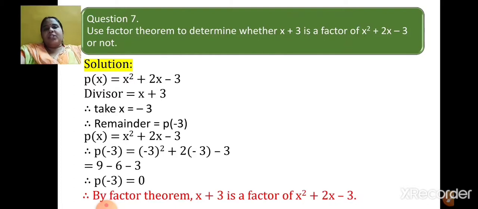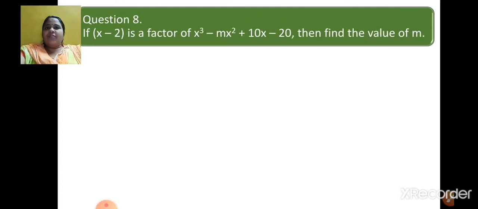Remainder theorem, you just have to substitute and leave the answer. Whatever answer you get, you leave it as remainder. Factor theorem is one step ahead. Only if the remainder is 0, then it is a factor. If remainder is not 0, then it is not a factor. For factor theorem, compulsory the remainder should be 0. Otherwise, it is not a factor.